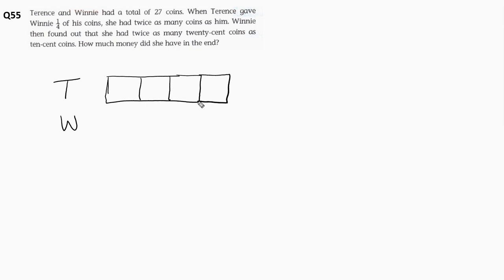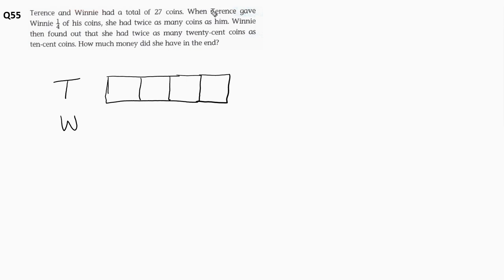Terence and Winnie had a total of 27 coins. When Terence gave Winnie a quarter of his coins, she had twice as many coins as him. What we're going to do is Terence's money has been divided here into quarters. So we will start off with a bar that we are dividing into quarters. 1, 2, 3, 4 equally sized parts, that's quarters.